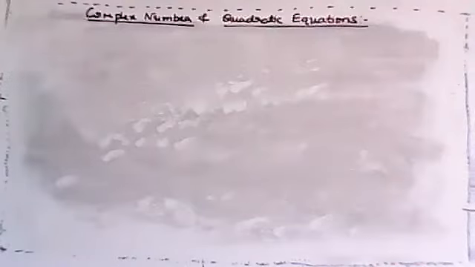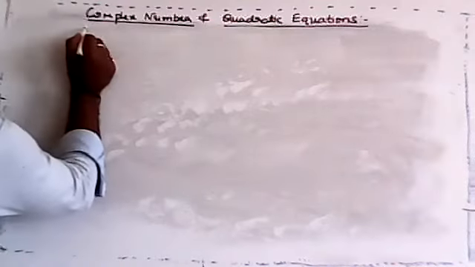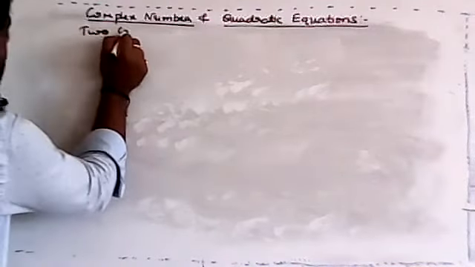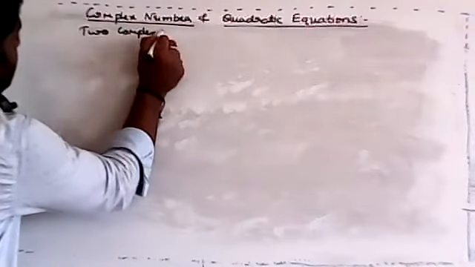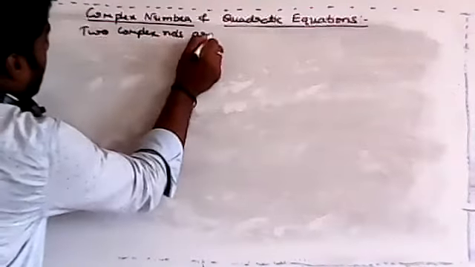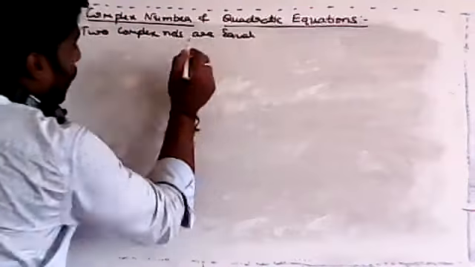Okay, now we move on to algebra of a complex number. So first, we move on to that one. When two complex numbers are equal, what do we get?